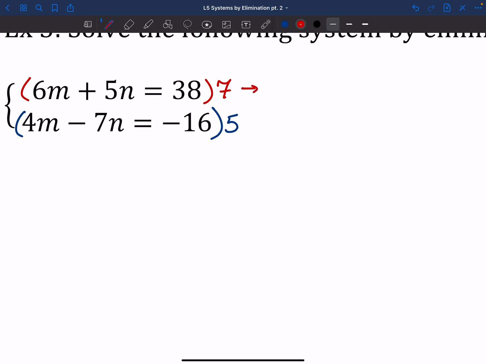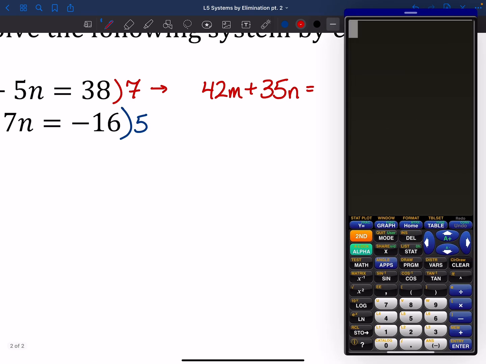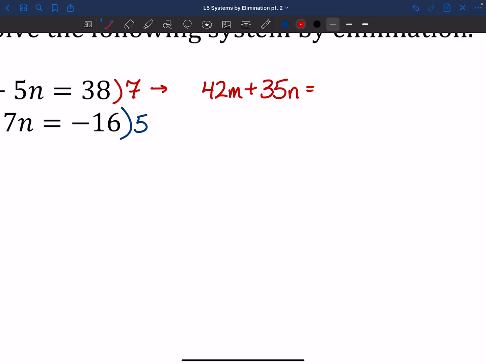So up top, we're going to multiply everything by 7. It's going to be 42m plus 35n equals, what's 38 times 7 going to be? Let's find out. 38 times 7 is going to be 266.